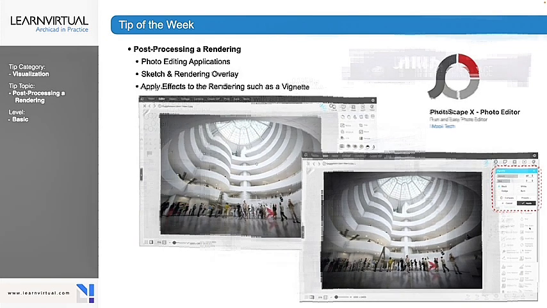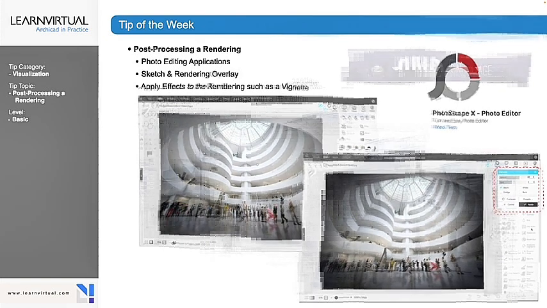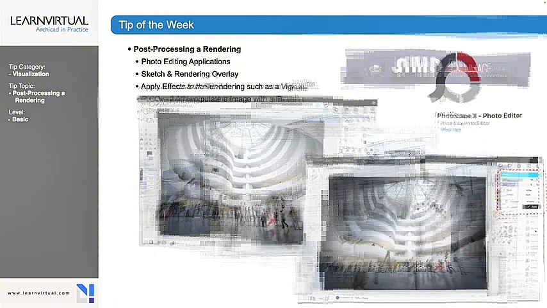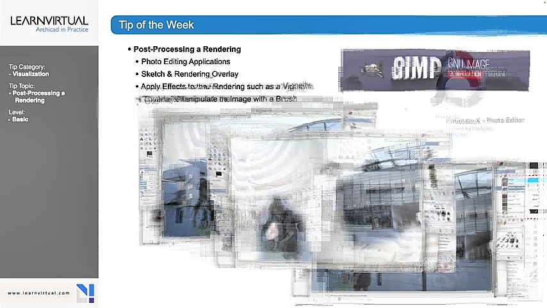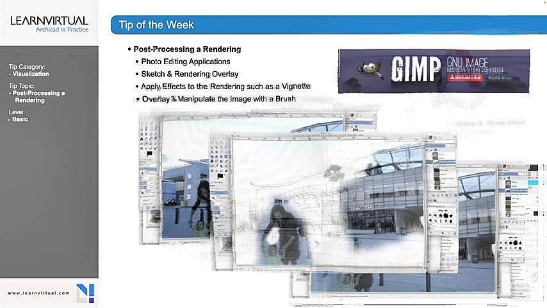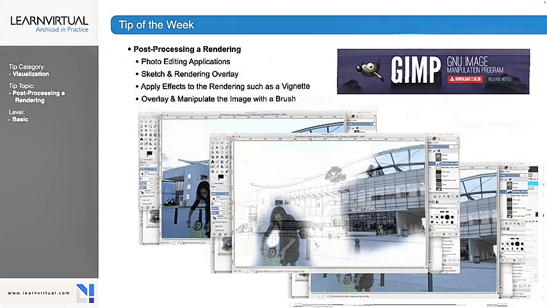The other is for things like vignettes. This is a great example. The Photoscape X photo editor allows you to actually do vignettes. And so you can kind of see there where we've taken the rendering and then you want to give sort of a darkened edge to it that kind of focuses your eye to the middle and away from the edges of the rendering.